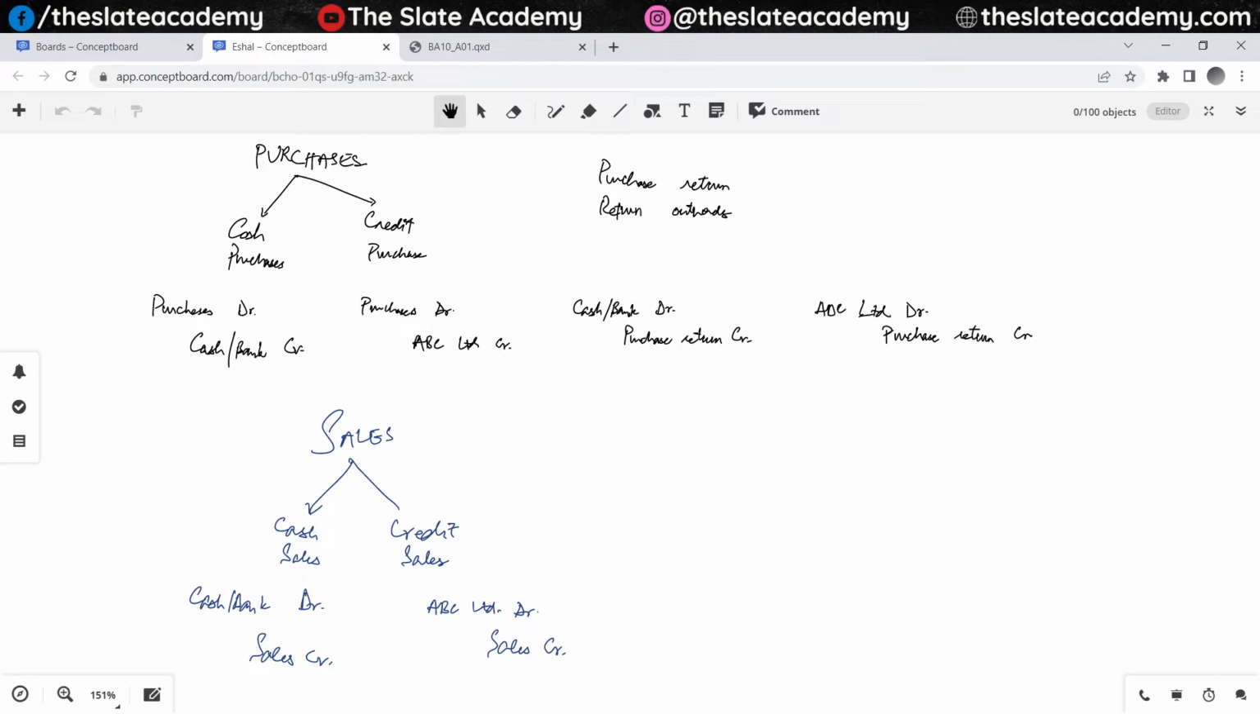The same way purchased goods can be returned, sold goods can also be returned. So if I am returning the goods which I once purchased, for me it would be purchase return. For the other business who's getting the goods back, it would be sales return, or return inwards. Again, two possibilities: that I compensate that person by paying them back cash. So in that case, it would be sales return debit, and cash or bank credit.